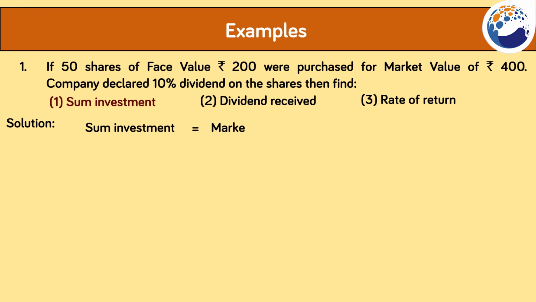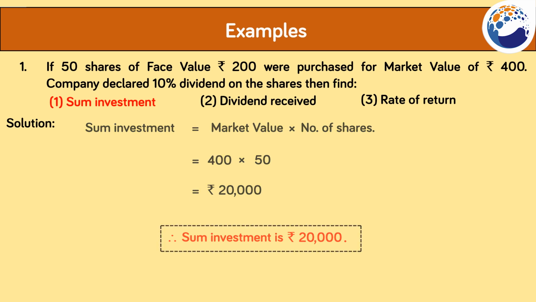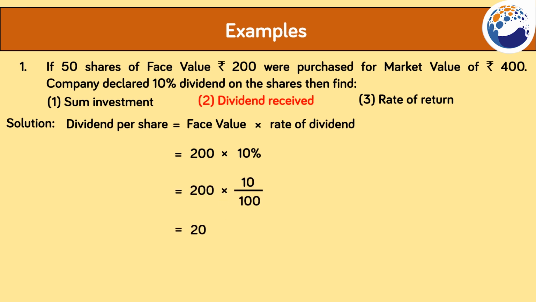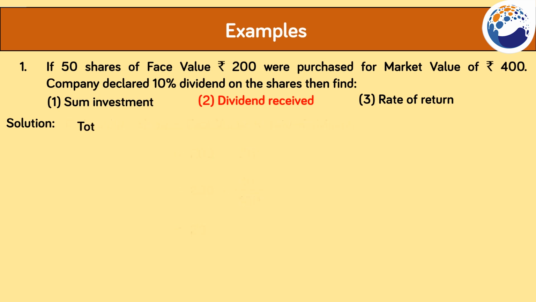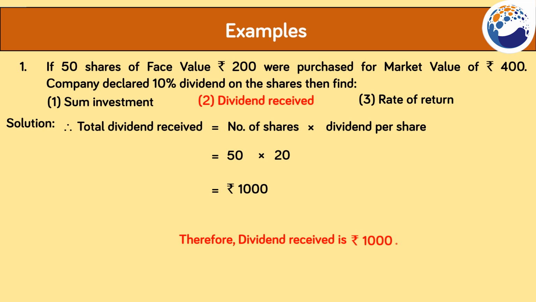Solution. Sum invested is equal to number of shares into market value is equal to 50 into 400 is equal to 20,000. Dividend per share is equal to face value into rate of dividend is equal to 200 into 10% is equal to 200 into 10 upon 100 is equal to rupees 20. Therefore, total dividend received is equal to number of shares into dividend per share is equal to 50 into 20 is equal to 1000.